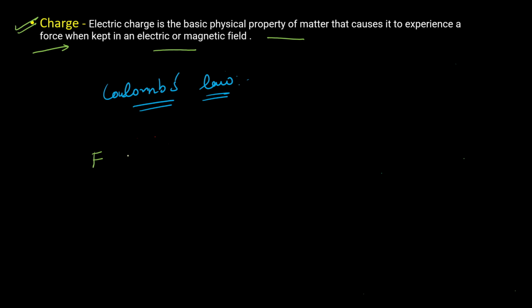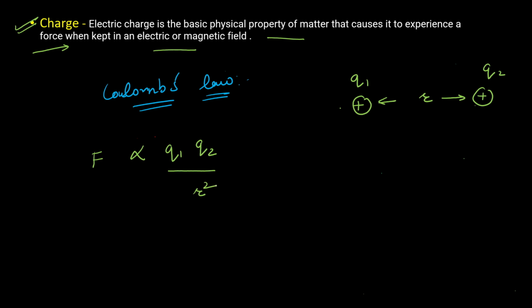This law states that the force between two charges is directly proportional to the product of the charges q1 and q2. Let's say the first charge is q1 and the second charge is q2, and they are a distance r apart from each other. The force is directly proportional to the product of the charges, and inversely proportional to the square of the distance between them. If we remove the sign of proportionality, we get a constant k, so F is equal to k into q1 q2 on r square.